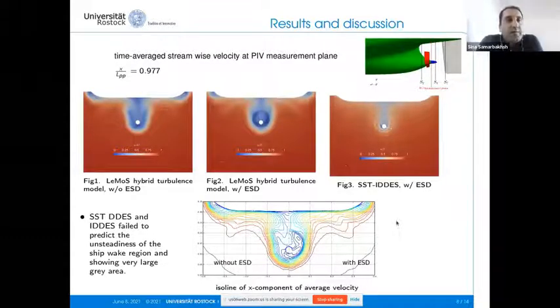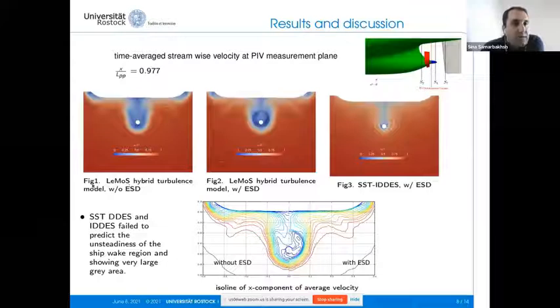Here, you can see the time average streamwise velocity at the PIV measurement plane. If you look at the top right picture, you see the stern area of the ship, and there are 4 different cross sections. The red line is the PIV measurement plane. Actually, we are going to measure the velocity field at this plane. It is not measured yet. In the next month it will be done, but we already did the simulation at this PIV measurement plane, which is located after the energy saving device.